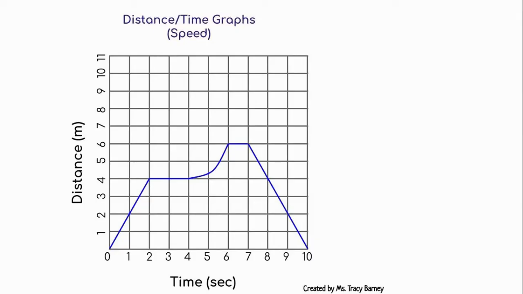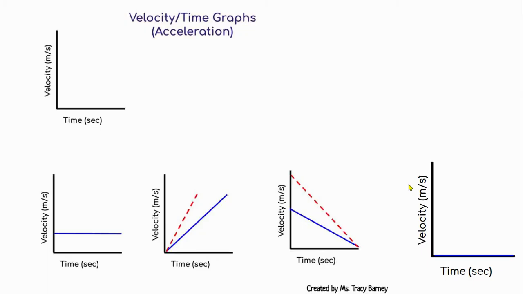All right. So our next thing we want to talk about are speed time graphs or velocity time graphs. So velocity over time, or the change of velocity over time, is what we call acceleration. So remember, recall what velocity is. Velocity is an object traveling at a certain speed in a given direction. So it's basically speed in a given direction over time.